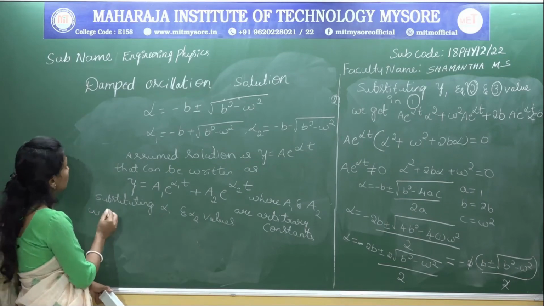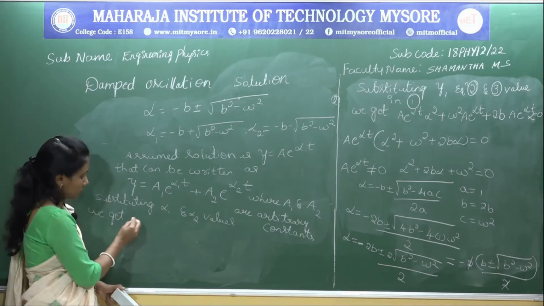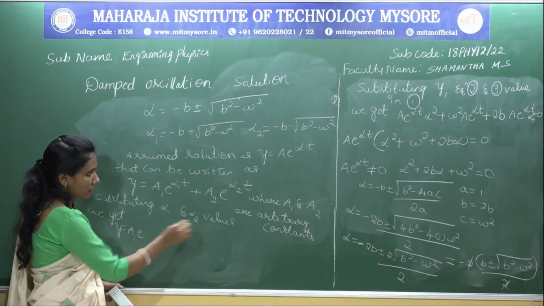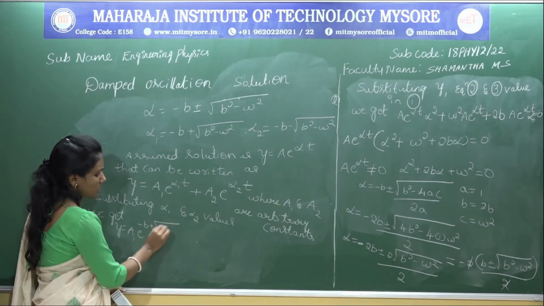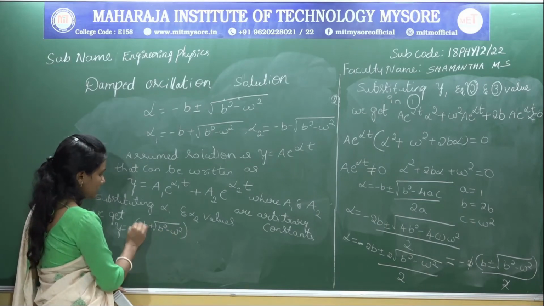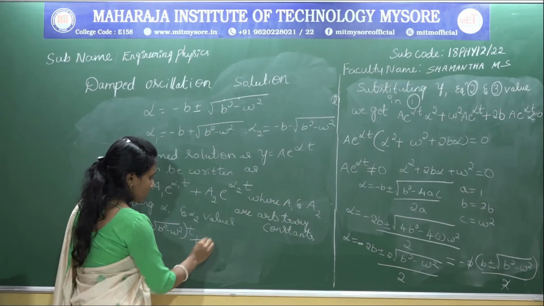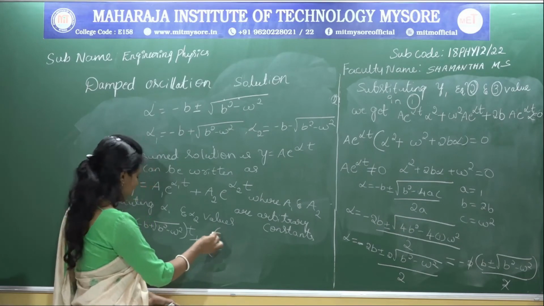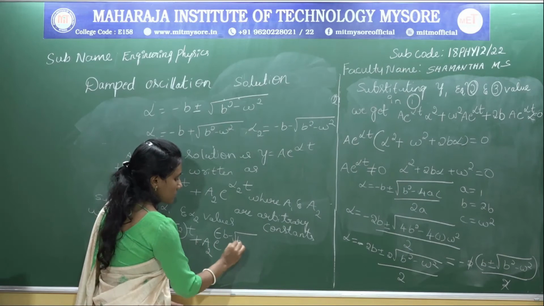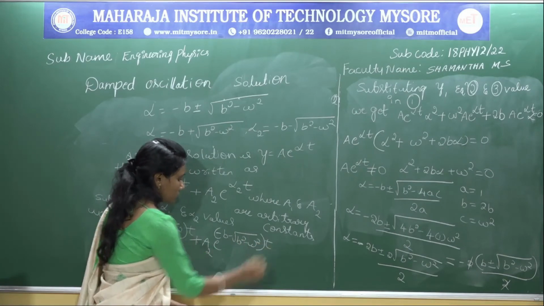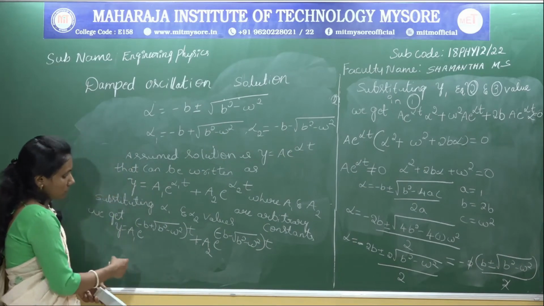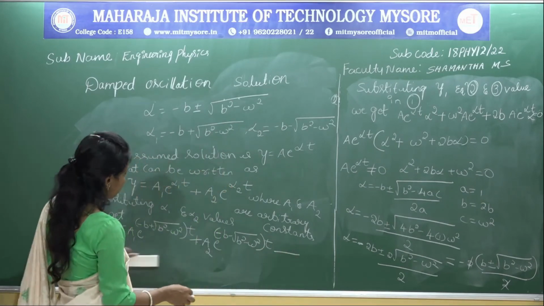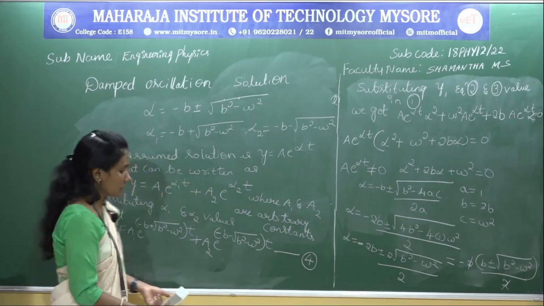we get y is equal to a1 e to the power of, the alpha 1 value being minus b plus root of b square minus omega square, into t, plus a2 e to the power of minus b minus root of b square minus omega square into t. Name it as equation number 4.